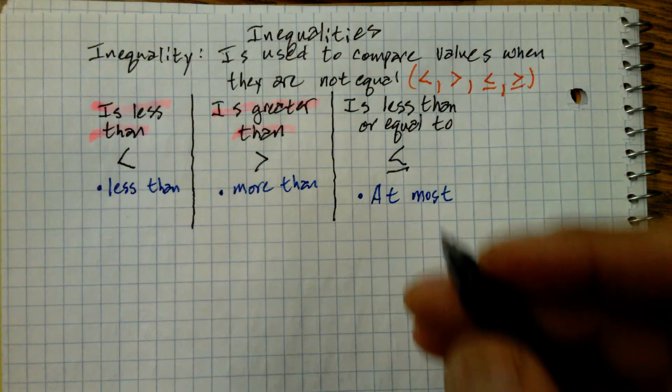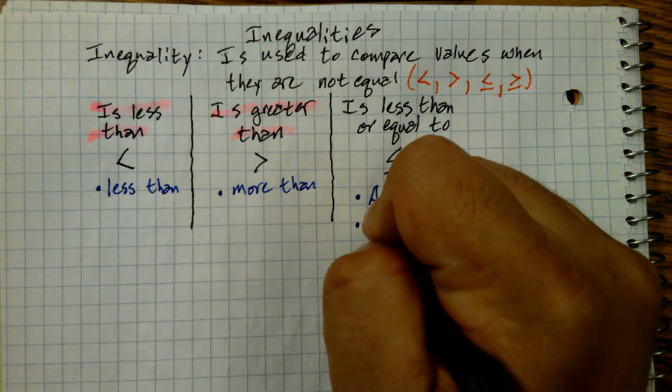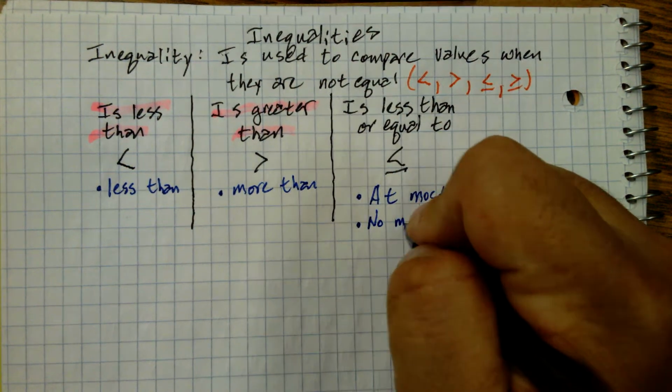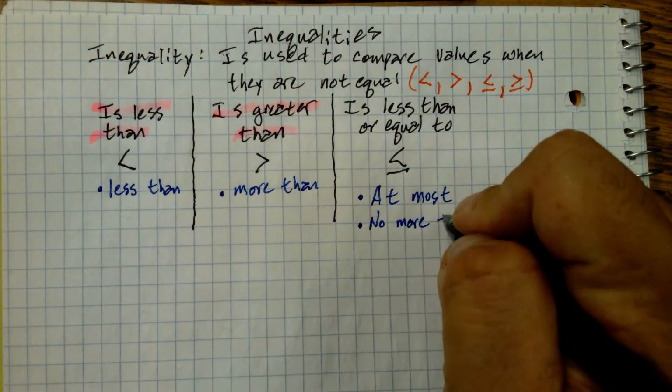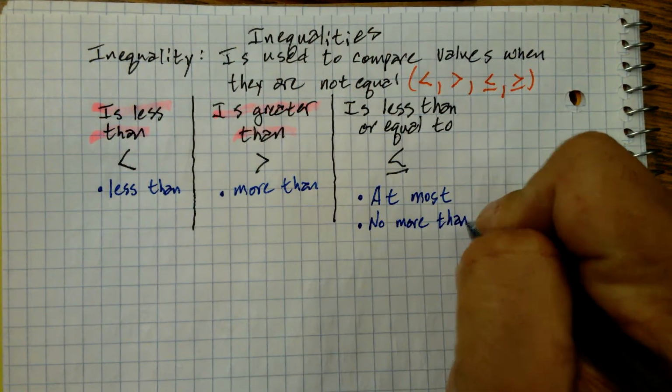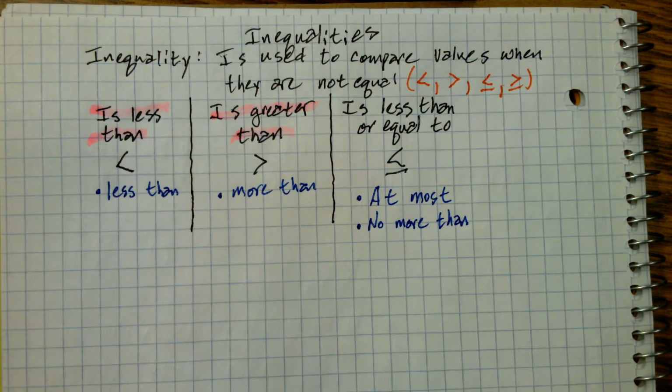Another one is no more than. So if you ever use no more than, you're saying that amount or less. The hospital is no more than 5 miles away. So it's 5 miles or less.